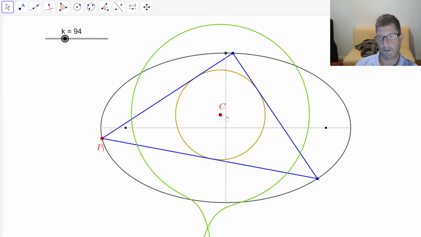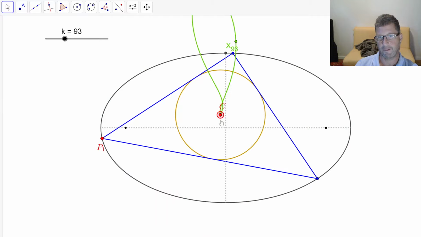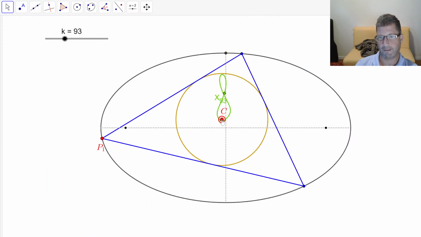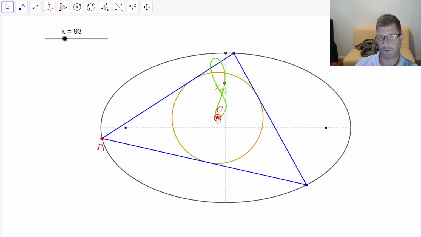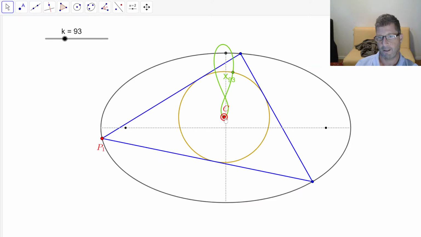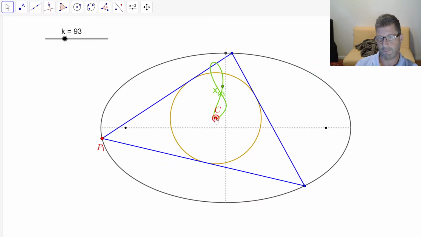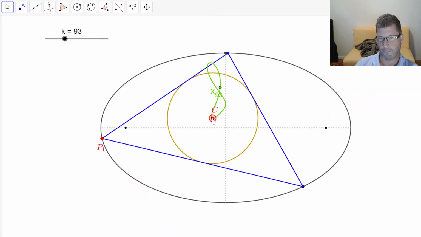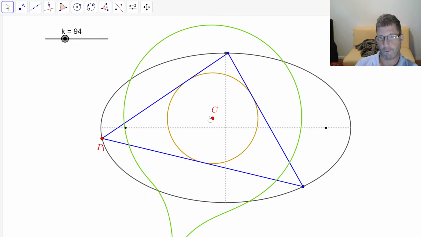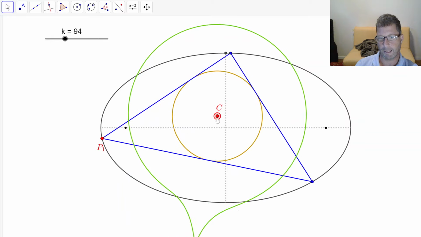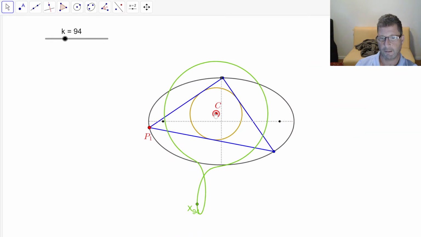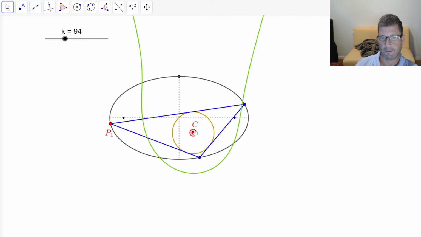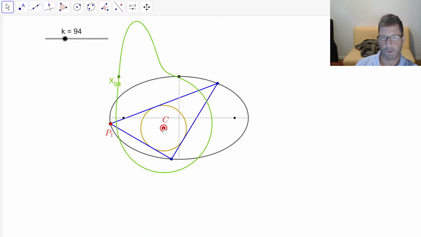Here's 93. 93 is cool too. Look at that geometry of 93. It almost looks like one of those lemniscates, right? Or analemmas, if you like astronomy. How about 94? 94 looks like it has a panhandle kind of thing. Let's look at it. Yes, it has a panhandle, right? Look at that. Very complicated geometry.